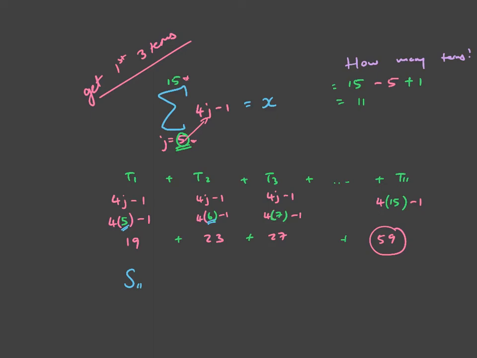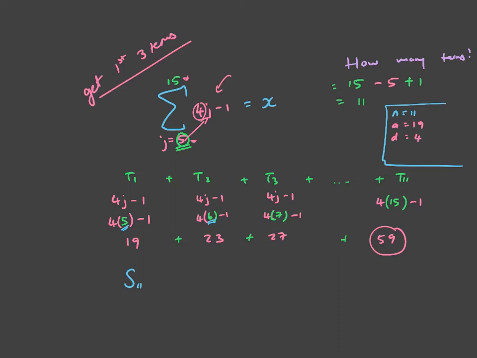What you can do now is make a little table here. You've got n is equal to 11, right? And what is the value of a? a is equal to 19. The value of the first term is 19. What is the difference here? The difference is going to equal 4, right? We keep on adding 4. You can also see from the general term, it's 4j minus 1, so that difference is 4.